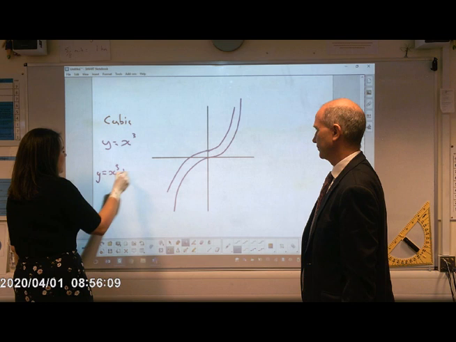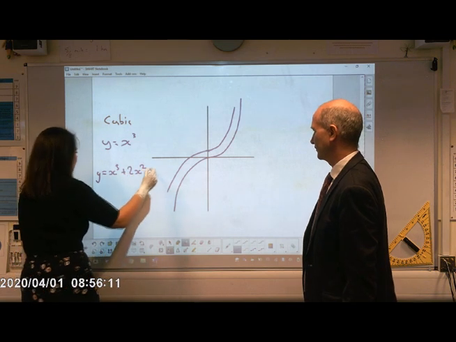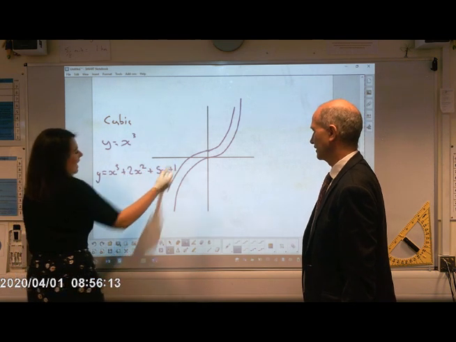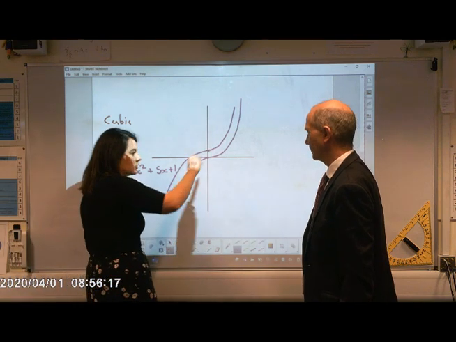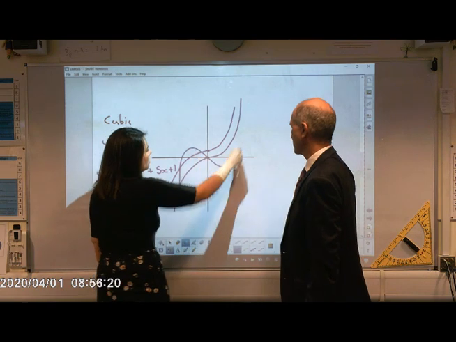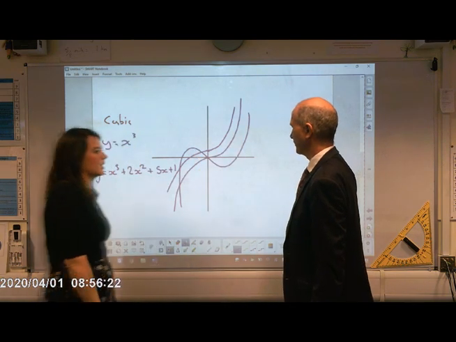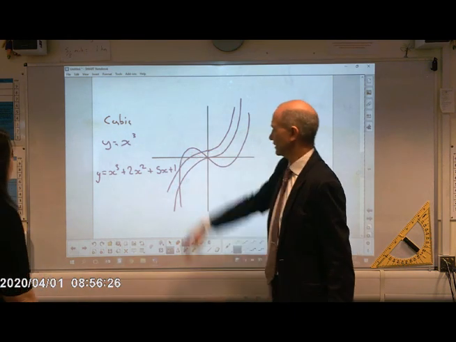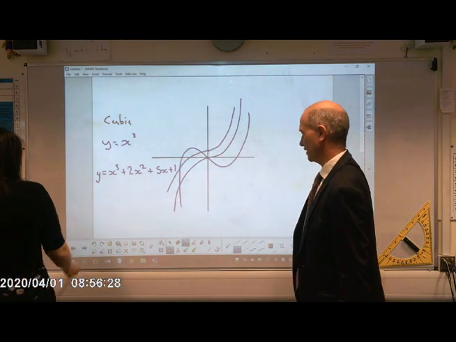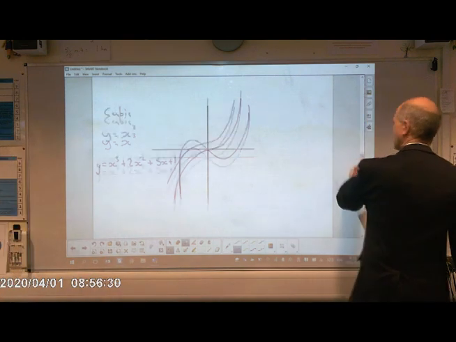And this one can have so many things added to it. Now they're not going to be that crazy, but they could give you something like that. Unlikely, but if they did, it still has this general shape. It's just kind of skewed a bit more, in the way that it works. So that general shape comes up, flattens off a bit, carries on going. It just skews it, but that is the general shape.